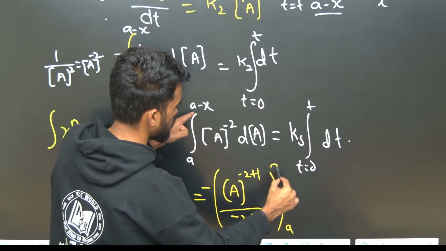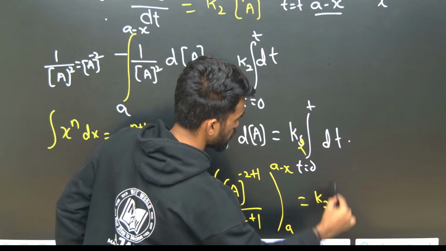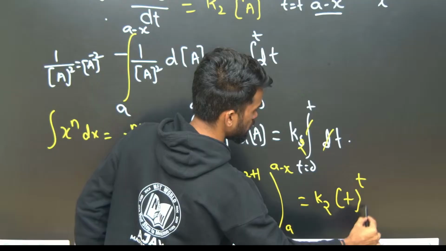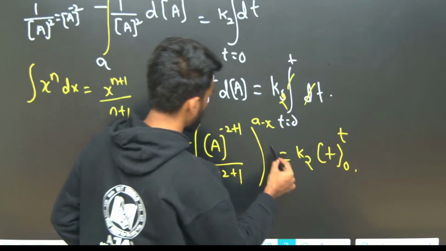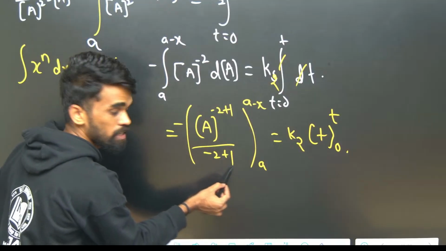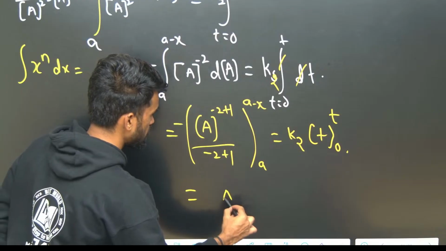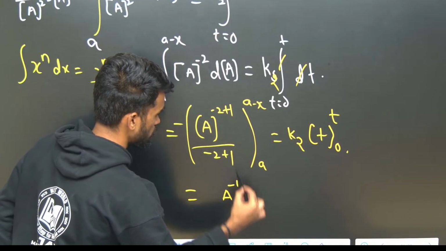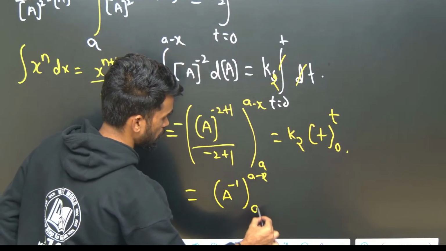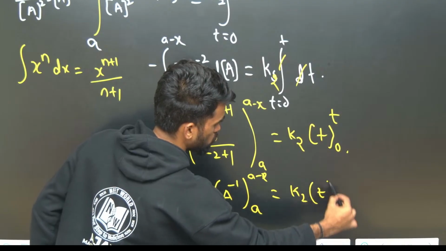Here A minus x, here K2 into T. See, integration and differentiation are removed. So here T, here it is 0. So now try to apply this upper and lower limits into the equation. See, minus 2 plus 1 will be minus 1 now. So minus 1 into minus, it will be plus. So just take A minus 1 here, A minus x by A, here K2 T. Apply upper limit, so T minus 0, it will be like this.